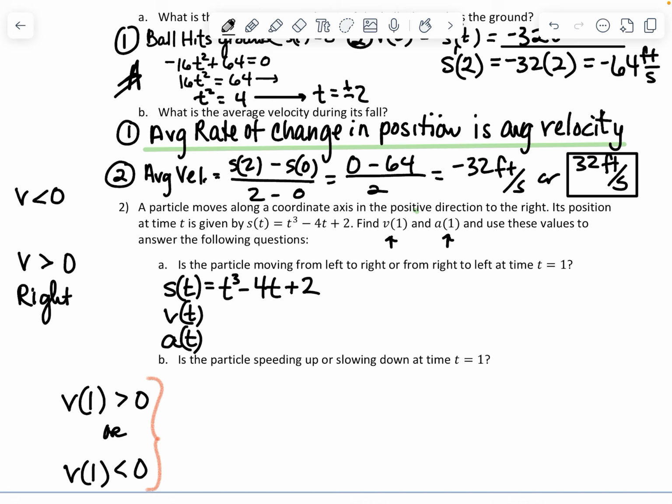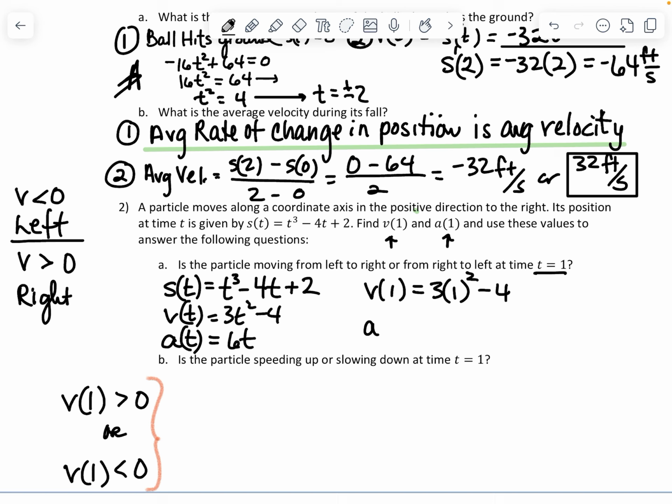If velocity is less than 0, you're moving left on the number line. So we first get the velocity, we get 3t squared minus 4, and then acceleration we'll do is 6t. So we have all of our information, and we want to know at time t equal 1. So we're just going to say v of 1 is equal to 3 times 1 squared minus 4, and a of 1.